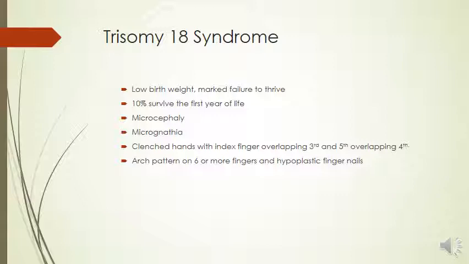If we look at a child that's born with trisomy 18 syndrome, we would note that the baby would have a low birth weight, marked failure to thrive. There's very little subcutaneous fat. Only 10% survive the first year of life. They have microcephaly and micrognathia. They have clenched hands with an index finger overlapping the third finger and the fifth finger overlapping the fourth, sometimes seen in the feet too. There's an arch pattern on 6 or more fingers by looking at dermatoglyphics, and they have hypoplastic fingernails.